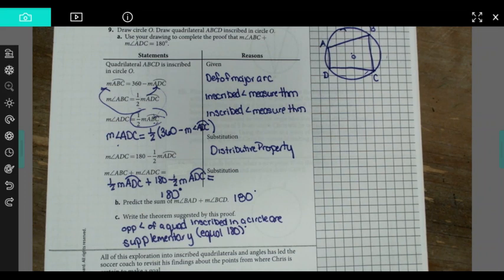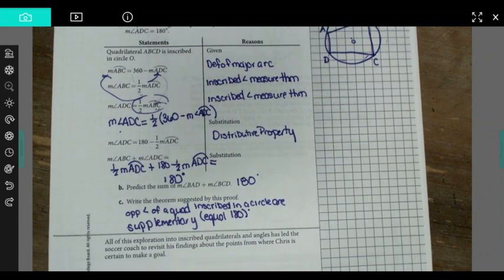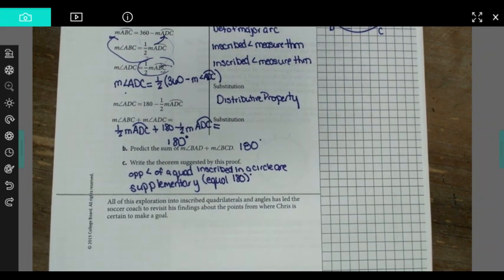All of this exploration into inscribed quadrilaterals and angles has led the soccer coach to revisit his findings about the point from where Chris is certain to make a goal. On to the next set of questions.